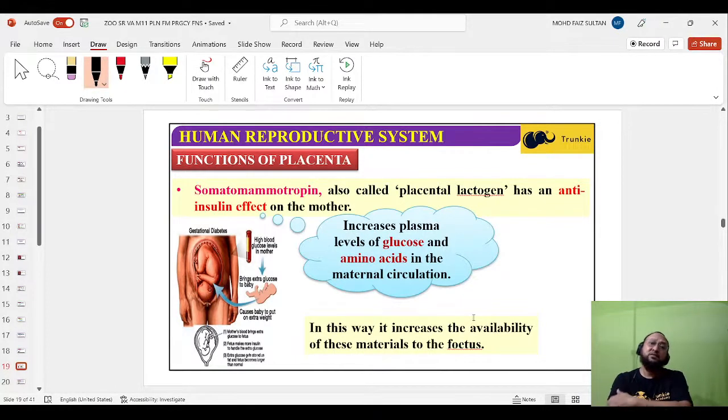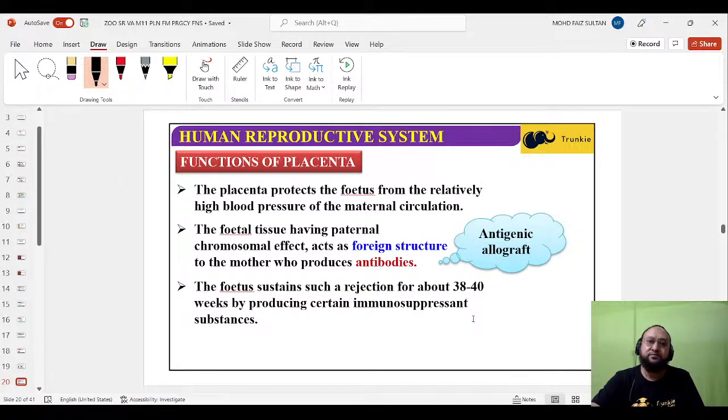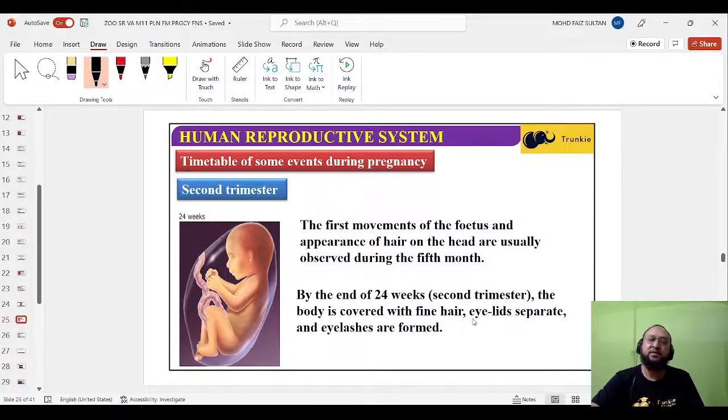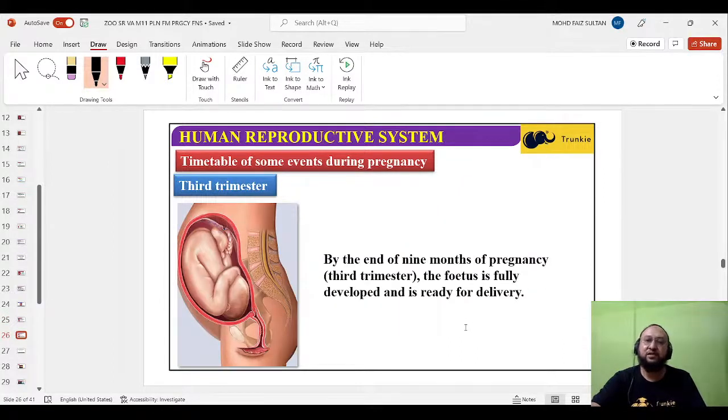I told you this somatomammotropin or placental lactogen increases the glucose level in the blood and amino acids to facilitate availability for the growing fetus. Okay, and there are three trimesters. Organs develop in the first trimester. Then in the second trimester there is movement of the fetus and appearance of hair, the eyelids are separated, eyelashes are formed, and in the third trimester, when it is fully formed, it is ready for delivery.